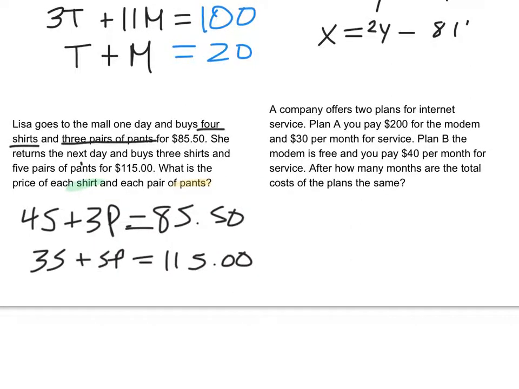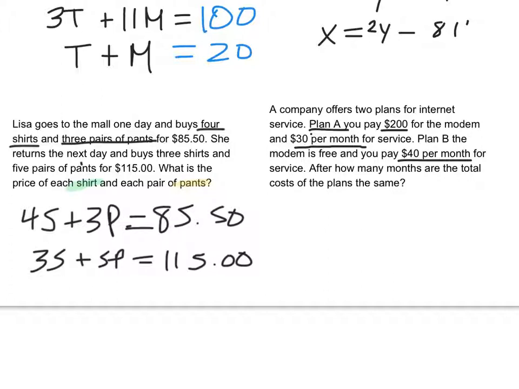All right, last type. A company offers 2 plans for internet service. Plan A, you pay $200 for the modem and $30 per month for the service. Plan B, the modem is free and you pay $40 per month. After how many months will the cost be the same?